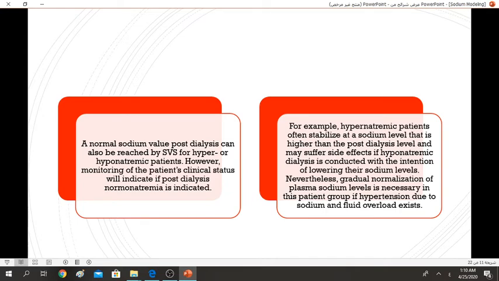For example, hypernatremic patients often stabilize at a sodium level that is higher than the post-dialysis level and may suffer side effects. If hyponatremic dialysis is conducted with the intention of lowering their sodium levels, nevertheless, gradual normalization of plasma sodium levels is necessary in the patient group if hypertension due to sodium and fluid overload exists.